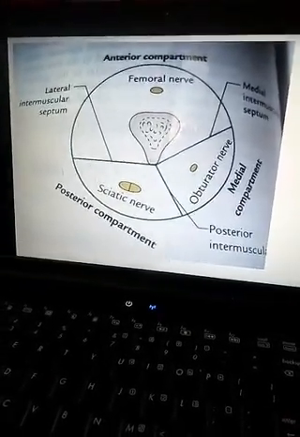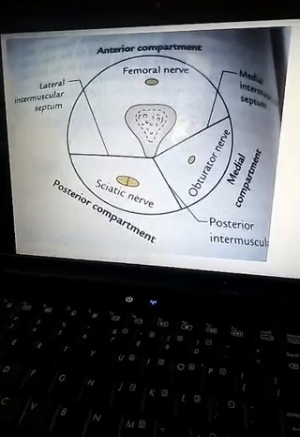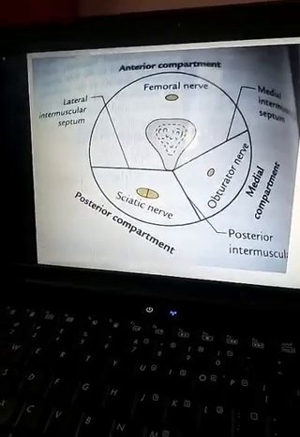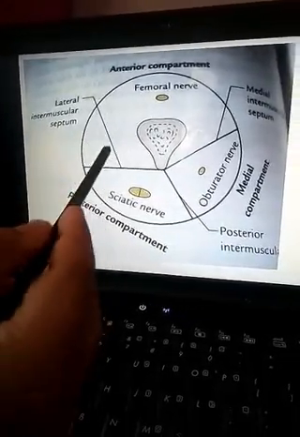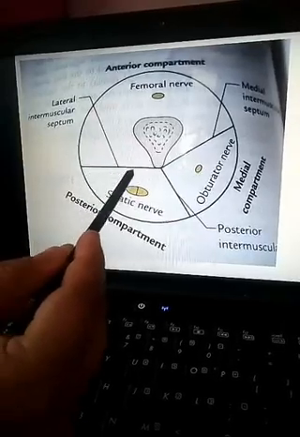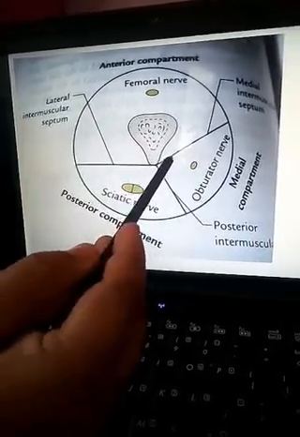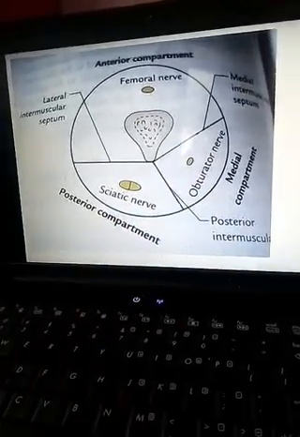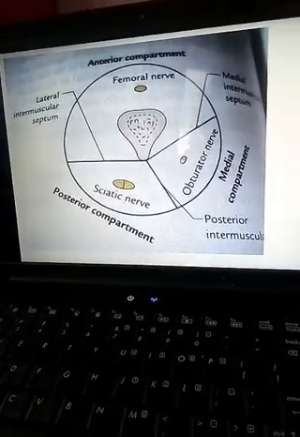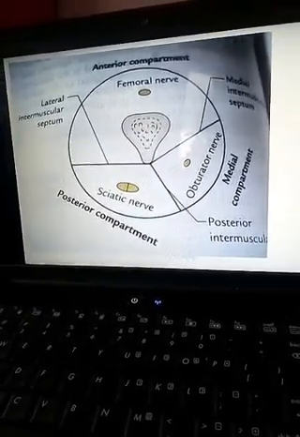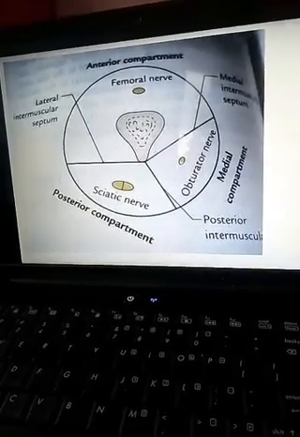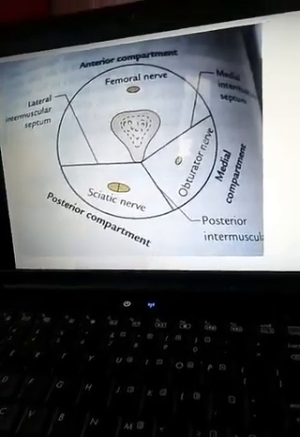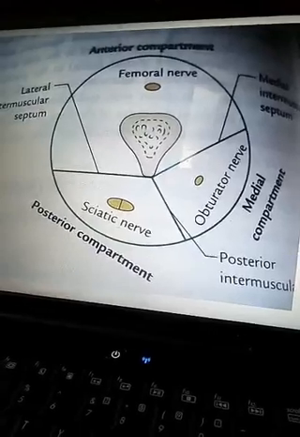Now the anterior compartment of the thigh, that is also known as extensor compartment. It is bounded laterally by the lateral intermuscular septum and medially by the medial intermuscular septum. The contents of the anterior compartment are muscles, which are quadriceps femoris, sartorius, tensor fascia lata, and articularis genu.